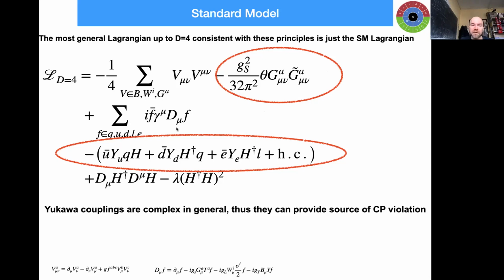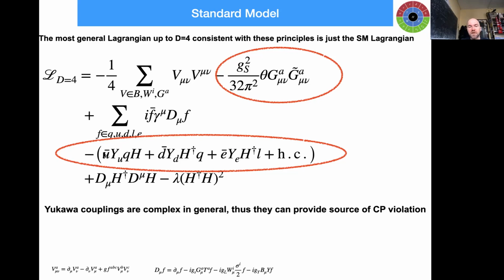Now the kinetic terms of the fermions and all the gauge interactions are CP even. On the other hand, Yukawa interactions can be CP odd. This is what I was discussing just a few slides ago: if these Yukawa couplings are complex, then these terms can be CP odd. So in principle, there can be many different phases in the standard model Lagrangian.